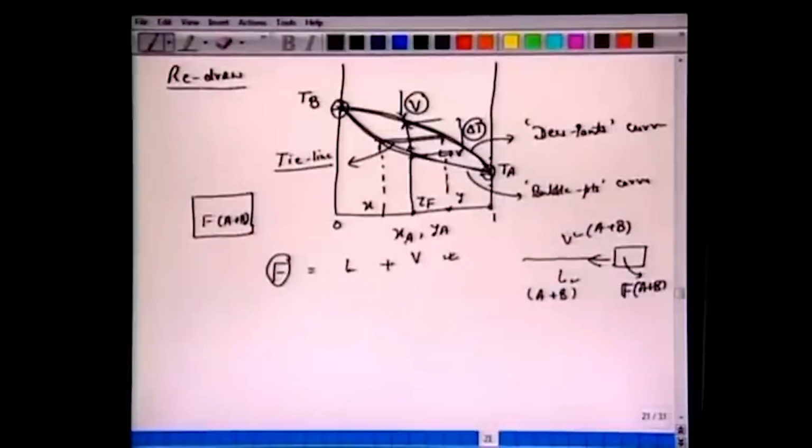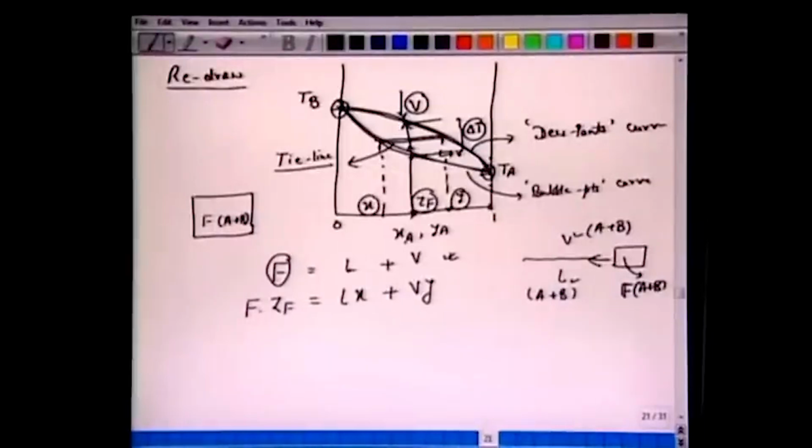We can now make a balance for A alone. If we have F and the starting composition was ZF, then F dot ZF would be the moles of A in this feed phase. And now this is distributed in the liquid and vapor phase. So this is Y, this is X, this is Z.